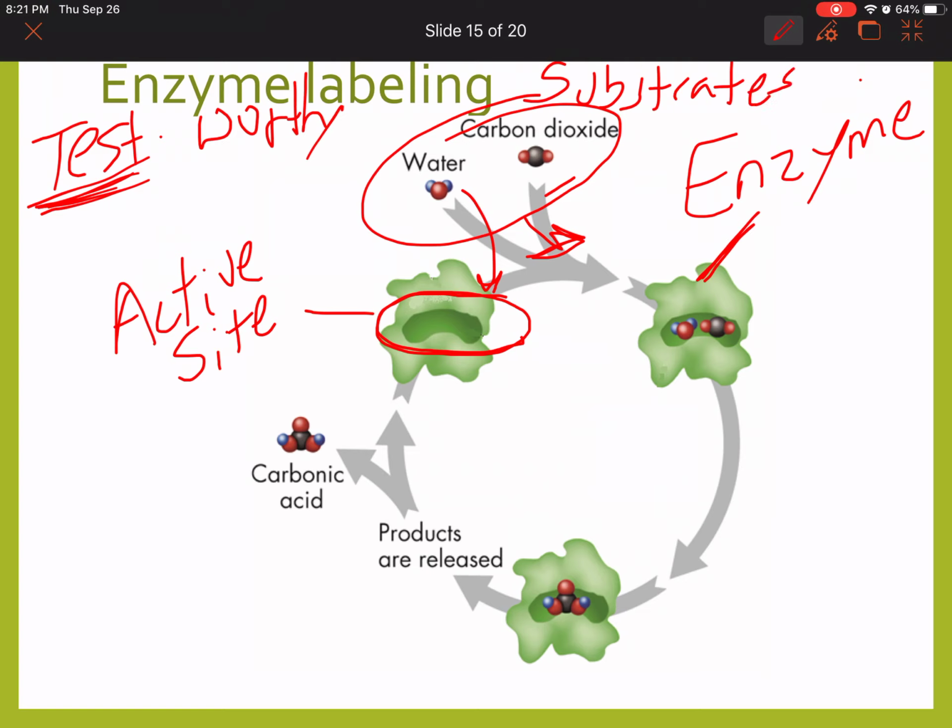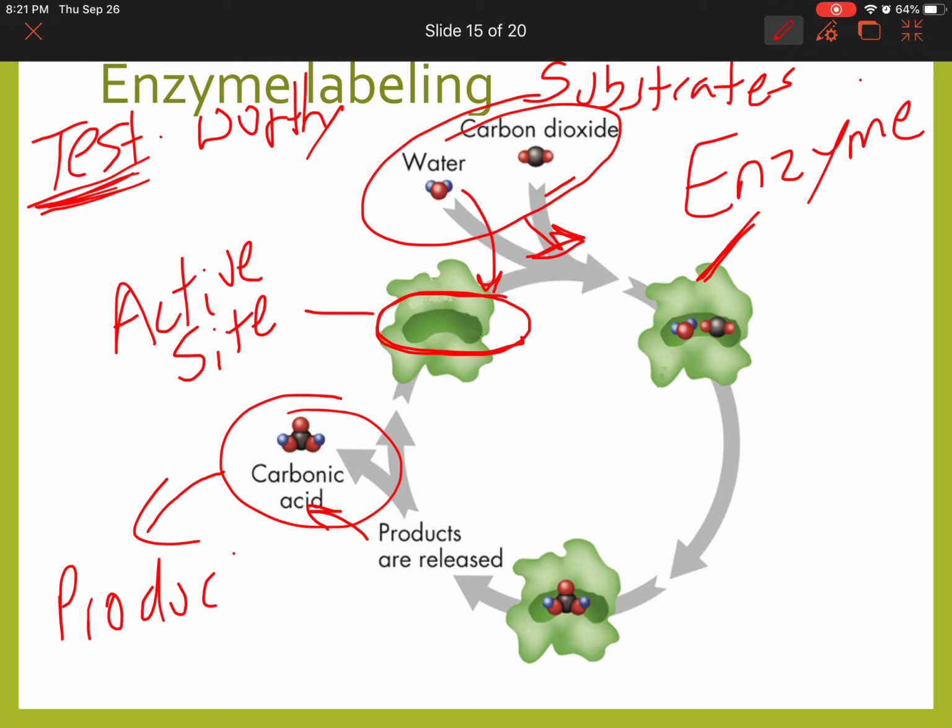Okay. Now what comes out here, notice it's leaving. What comes out hasn't changed. That is still the product. So just instead of reactants, since it's an enzyme, we say substrates, but what is produced is still the product. No change there. And I think that's everything I want you to label.